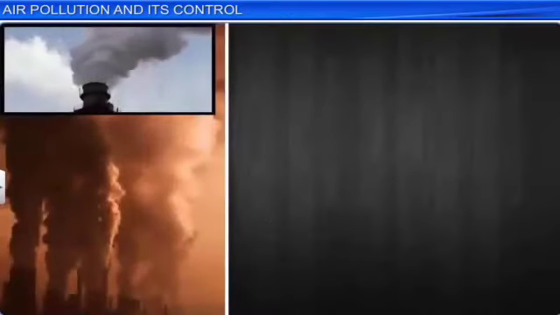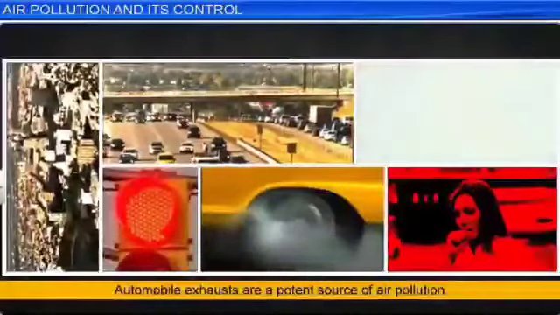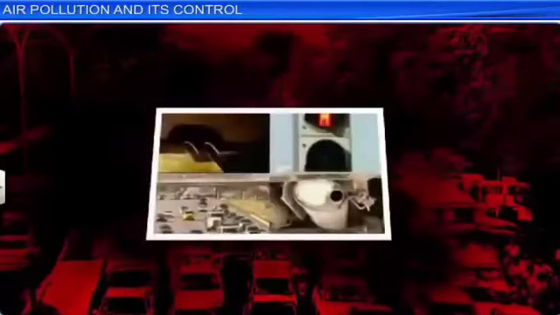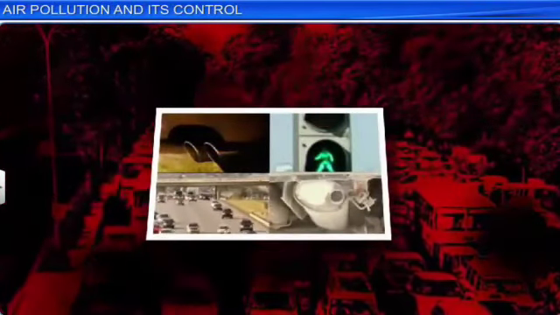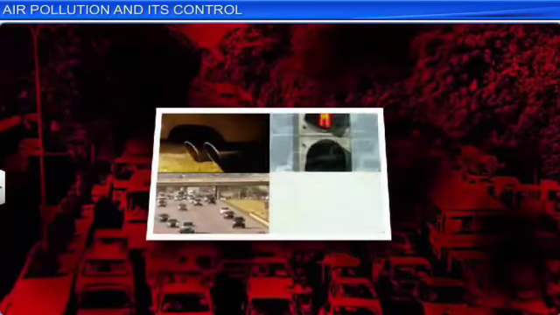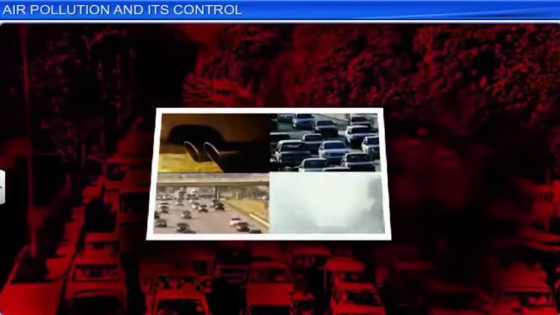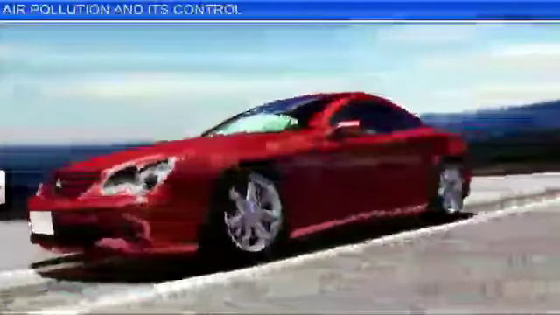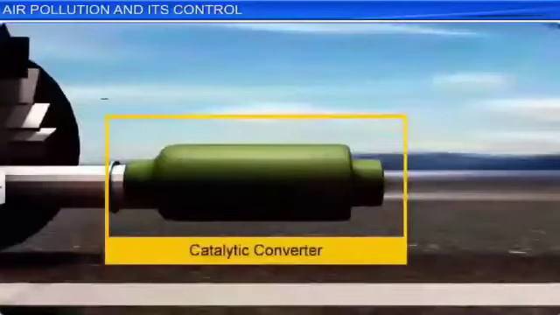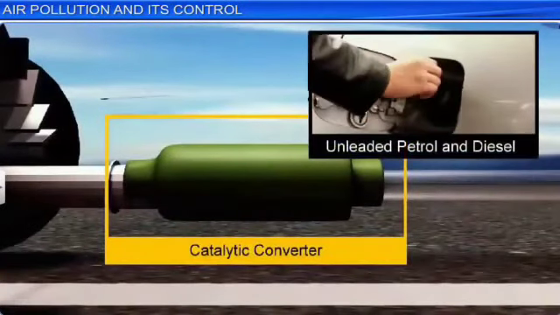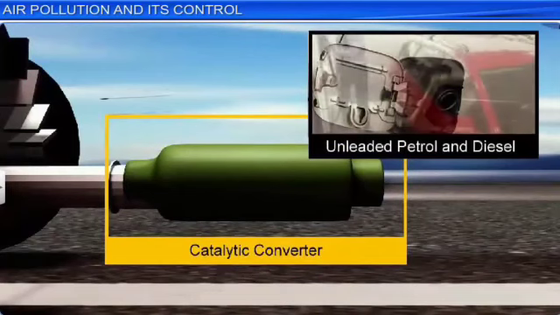Apart from pollutants released from industries, automobile exhausts are also a potent source of air pollution. With the ever-increasing number of vehicles in our country, it has become essential to take proper measures to minimize the release of vehicular exhausts. For instance, the use of catalytic converters and unleaded petrol or diesel has helped reduce vehicular pollution considerably.